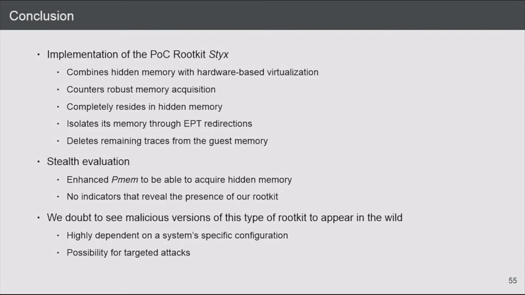So in conclusion, we implemented a proof of concept rootkit called Styx, which combines hidden memory with hardware-based virtualization features and is able to counter even robust memory acquisition from tools that run within the target system. And thereby it completely resides in hidden memory, isolates its footprint via EPT, and deletes all of its remaining traces through a second kernel module. We then evaluated our system with an enhanced version of the PMEM dumper, and of course no indicators were found to reveal the presence of our rootkit.